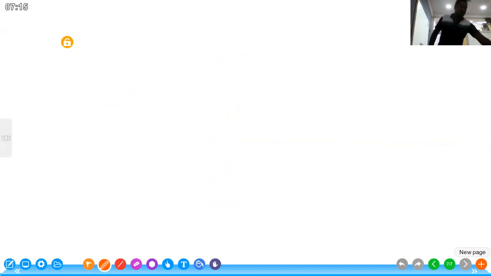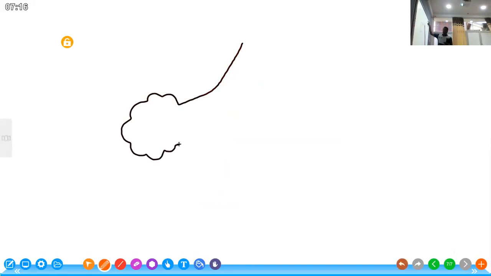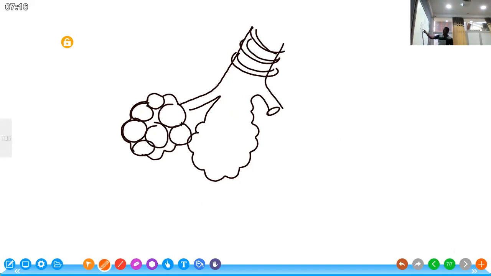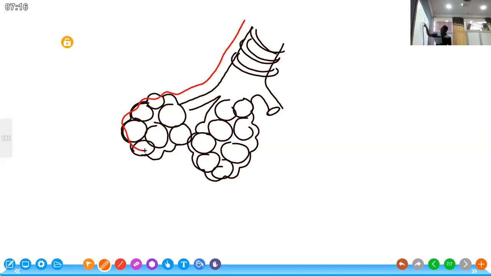Those are the clusters of air sacs called alveolus. Cartilage springs around the bronchiolus. Then the red color blood capillary network makes around the alveolus or alveoli sac.